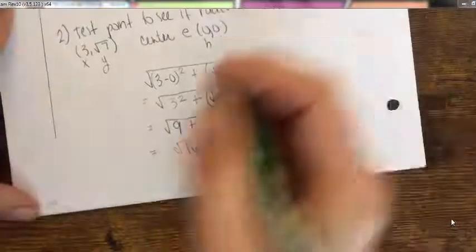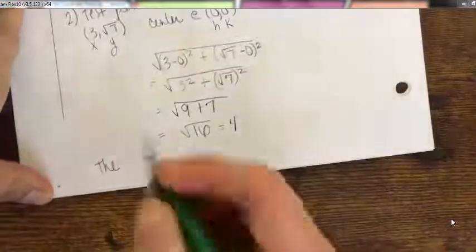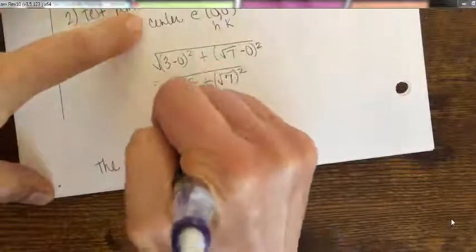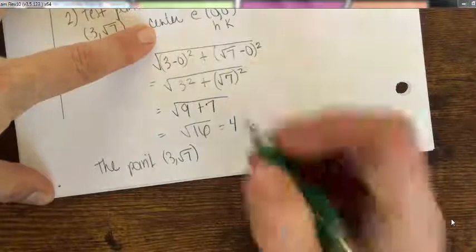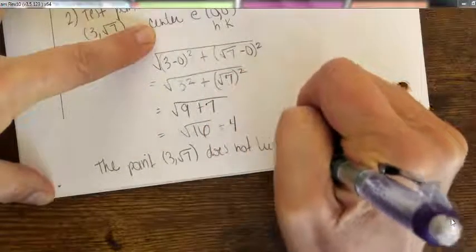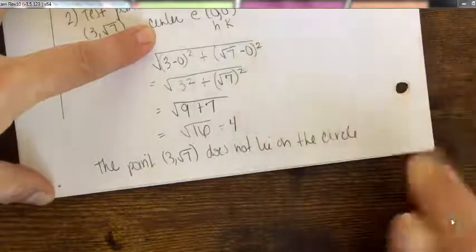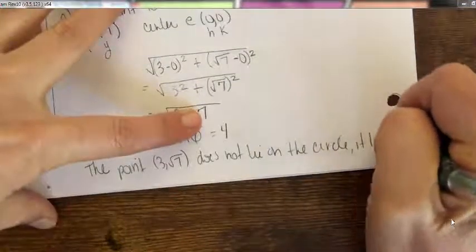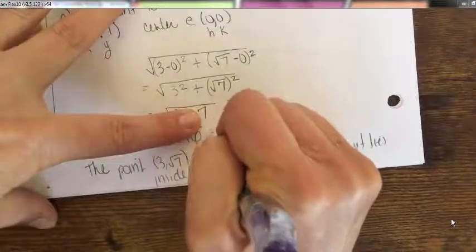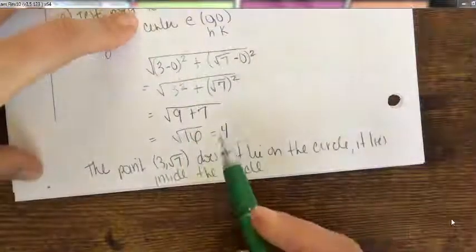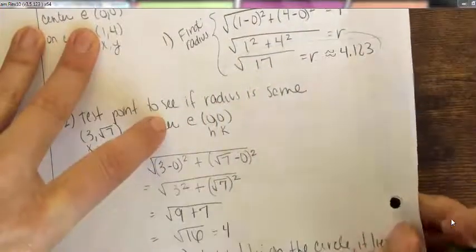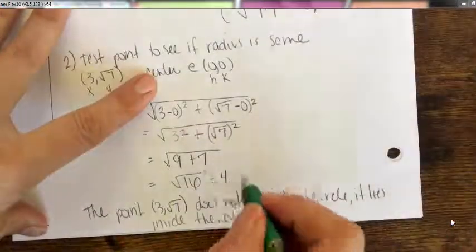So we'll say the point 3, root 7 does not lie on the circle. It lies inside the circle. And we've proven it by showing the two radii. So this is part of our answer.